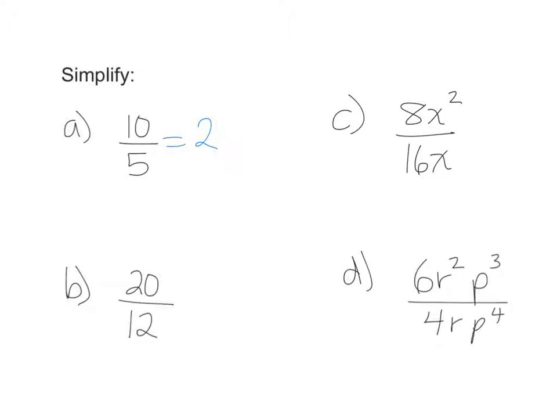Divide them both by 2, or there's a bigger number that will divide into both of them actually. 4. Yeah, divide them both by 4. So we divide by 4, and that becomes 5 over 3.